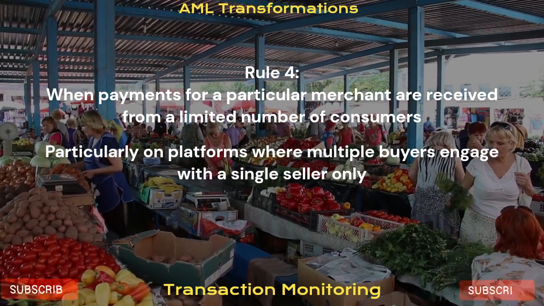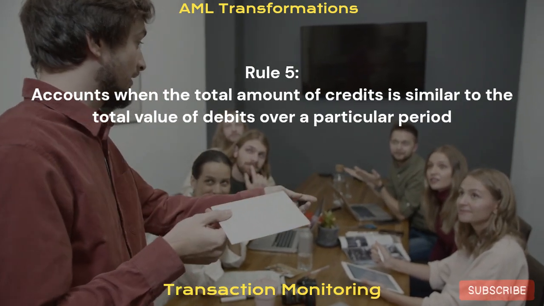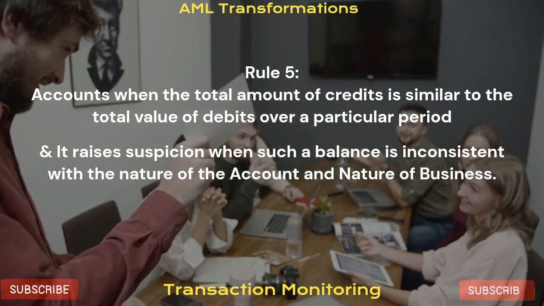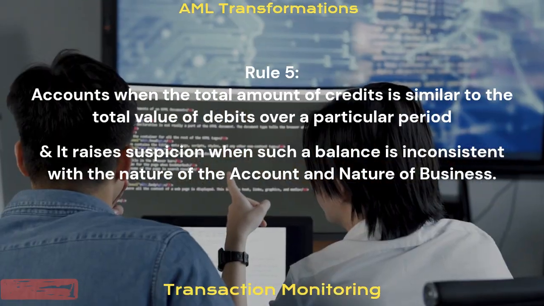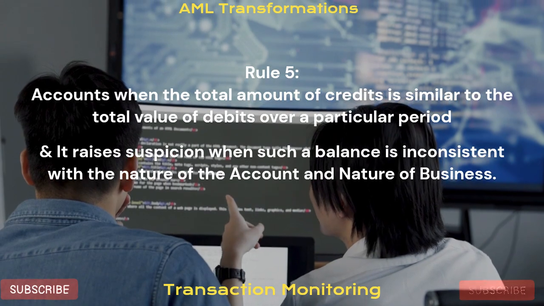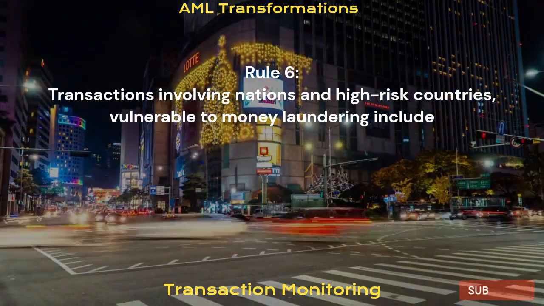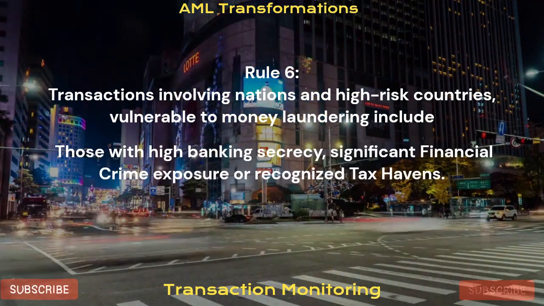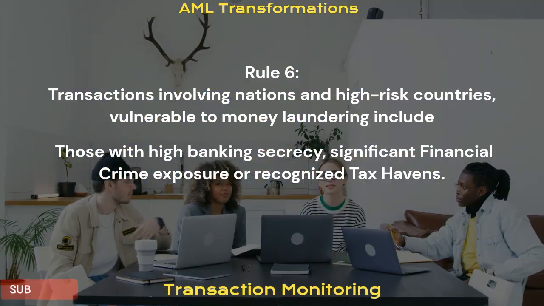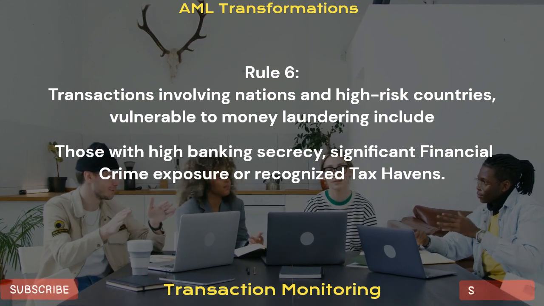Rule 5: When the total amount of credits is similar to the total value of debits over a particular period, it raises suspicion when such a balance is inconsistent with the nature of the account and nature of business. Rule 6: Transactions involving nations and high-risk countries vulnerable to money laundering include those with high banking secrecy, significant financial crime exposure, or recognized tax havens.